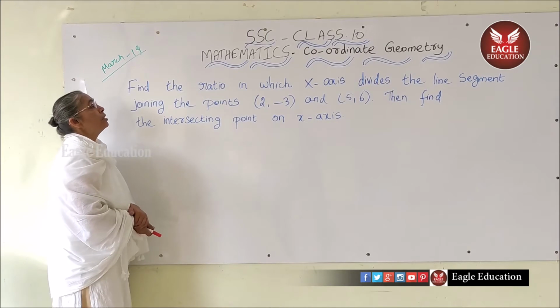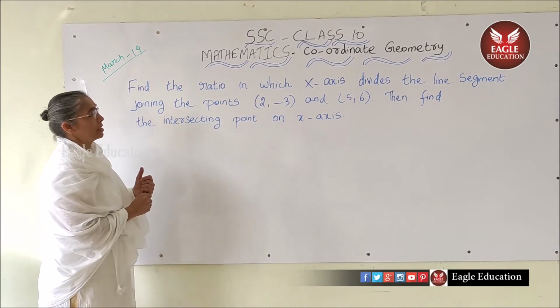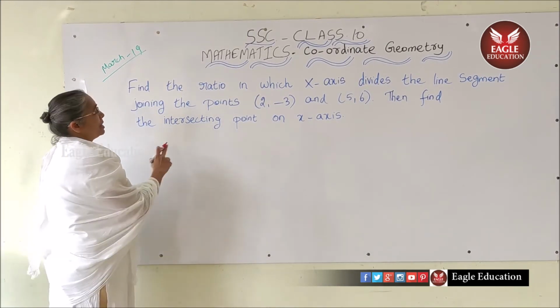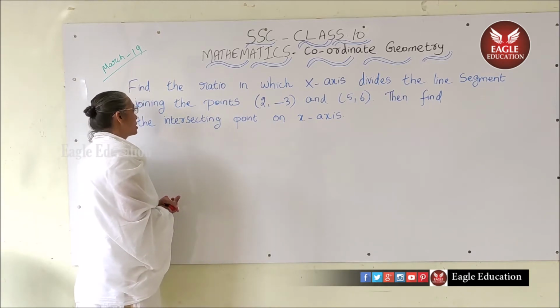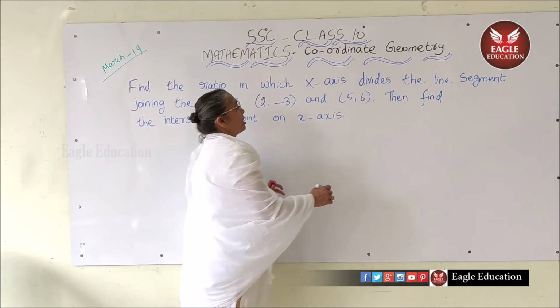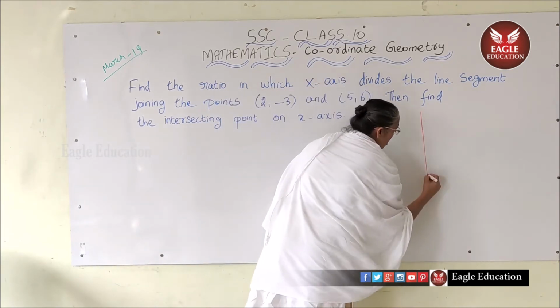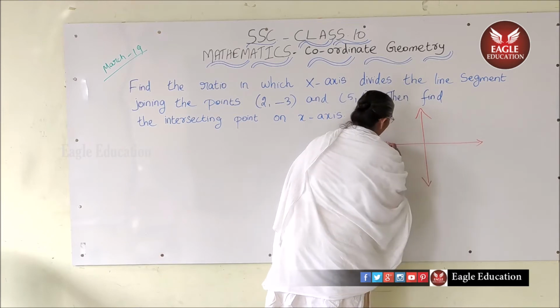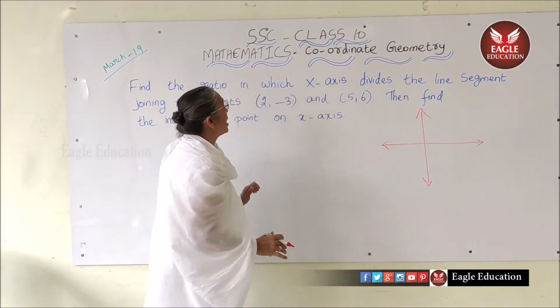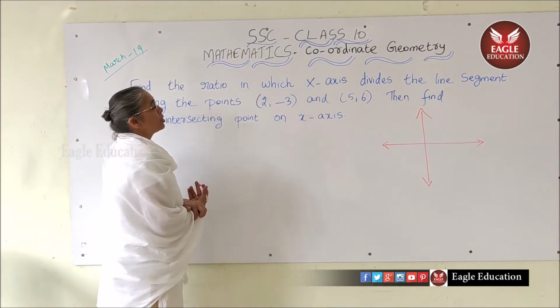Next problem. Find the ratio in which the x-axis divides the line segment joining the points (2, -3) and (5, 6). Then find the intersecting point on the x-axis. So we have to find at which point the x-axis divides the line segment joining these 2 points.